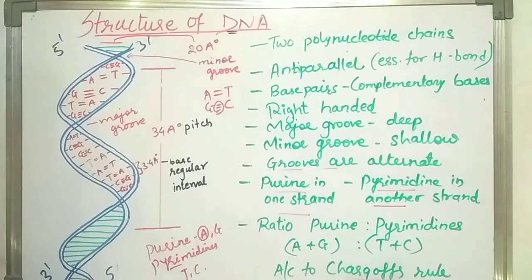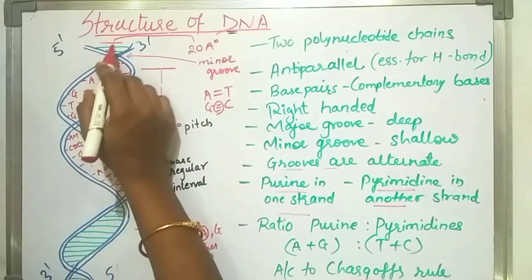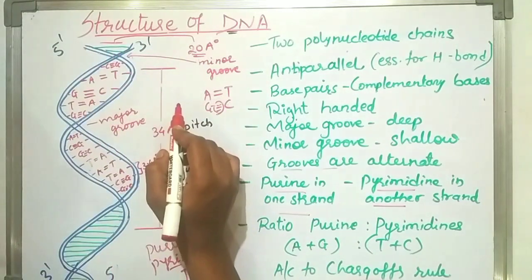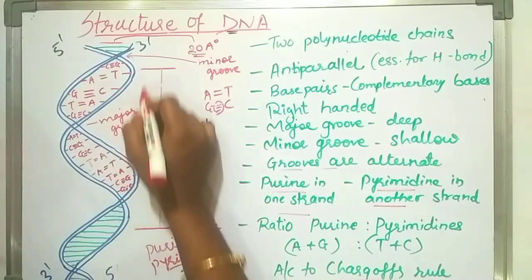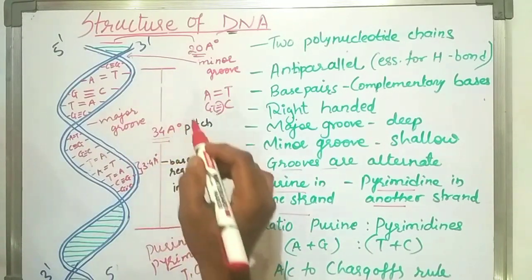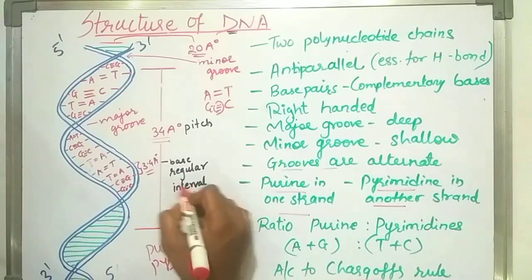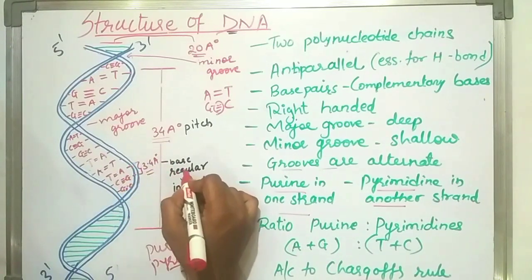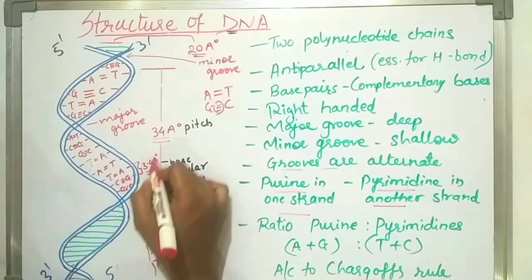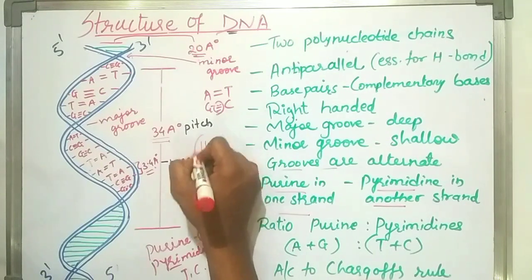Chargaff is a scientist who discovered that ratio and who analyzed the ratio of these bases. Here you can see the diameter of this strand is 20 angstrom, and the pitch of this DNA helix is 34 angstrom, and here 3.4 angstrom is the base regular interval. The regular interval of bases will be 3.4 angstrom. That's why in a pitch, 10 base pairs will be there.